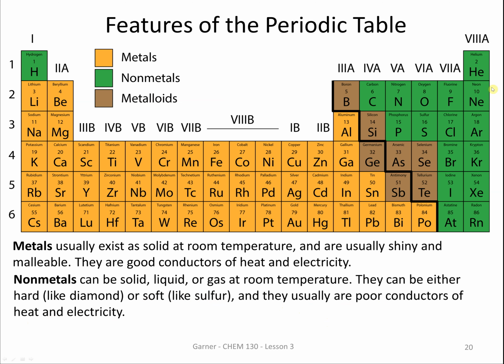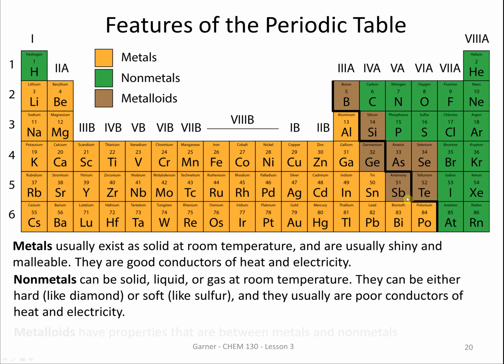So the nonmetals are on the right side of the periodic table. On this diagram, they're shaded here in green. I also want to point out that hydrogen, even though it's on the left side of the periodic table, is a nonmetal as well. So it's kind of the one exception to this trend. So everything to the right of this line is a nonmetal, everything to the left is a metal.